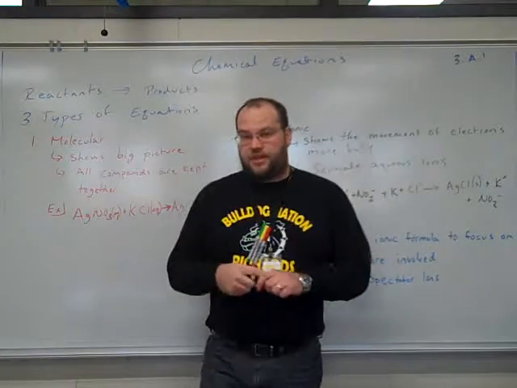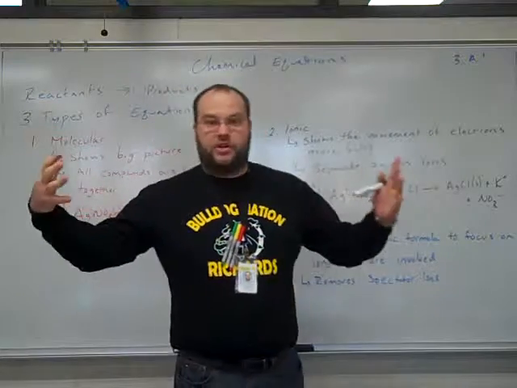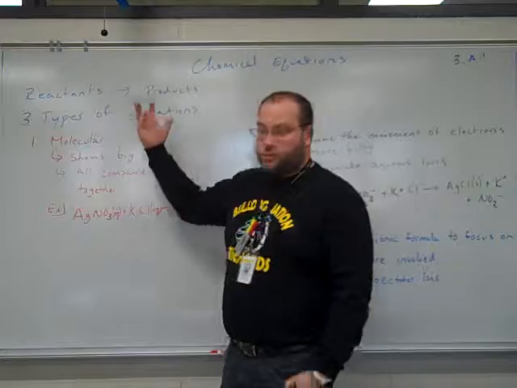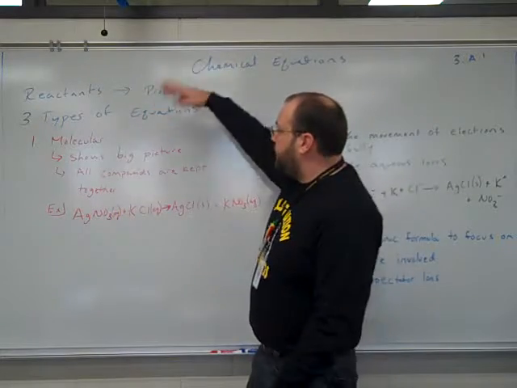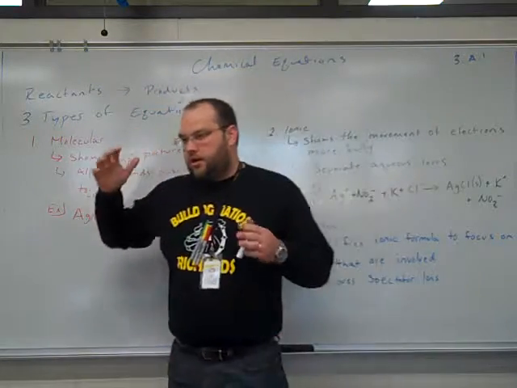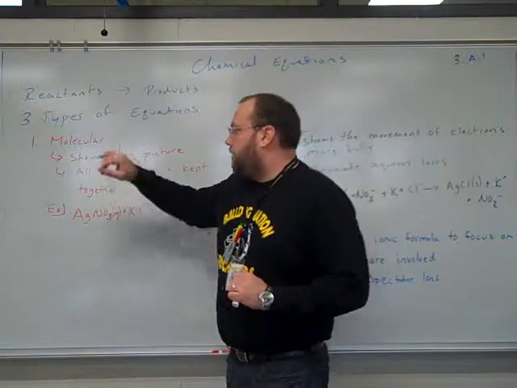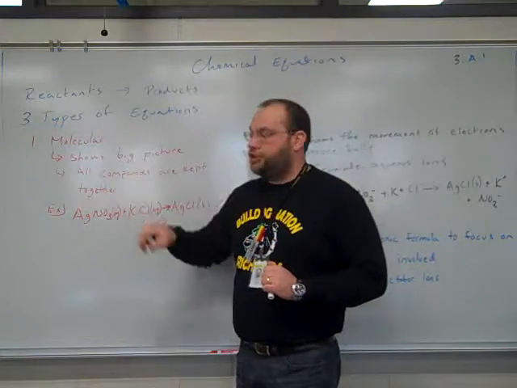A chemical equation is any time reactants form products, or how we draw or show that reactants form products. Reactants produce products, so reactants are on the left side of the equation, products are on the right. There are three main types of chemical equations, and the type depends on what we want to show.